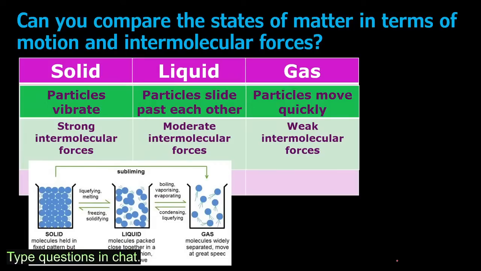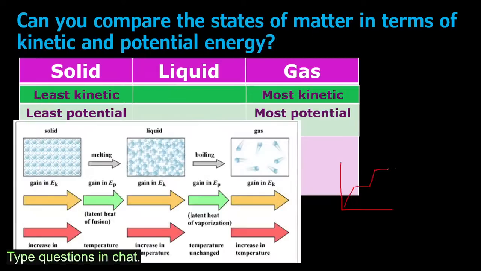You should be able to compare the states of matter in terms of kinetic and potential energy. If you think about a heating curve, for example, which we will get to, or a cooling curve, the gas at the top has the most potential and the most kinetic energy. At the bottom, the solid has the least potential and the least kinetic. So this is kinetic energy. While a sample of matter is just a solid, it is gaining kinetic energy as it's heated.